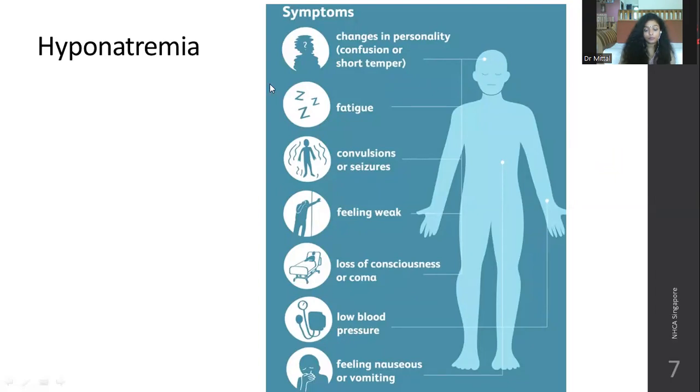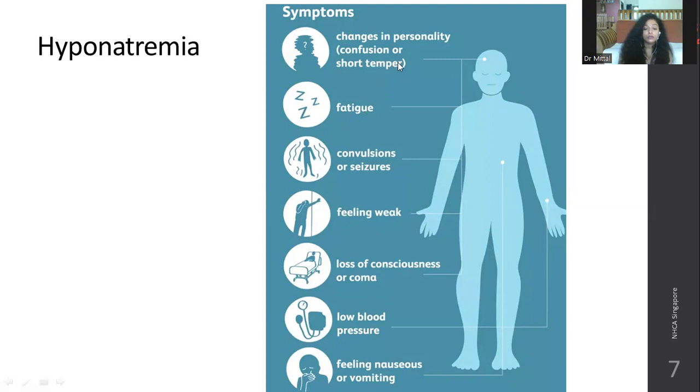Hyponatremia. So hyponatremia means a very low amount of sodium found in your blood circulation. Okay, it's not just low sodium content, it is low sodium content in your blood circulation. This is the medical terminology.